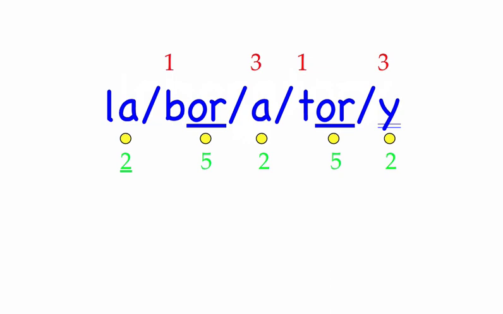Preponderance. There is a preponderance of evidence to find you guilty. 4 syllables. First syllable, pre, 3 sounds. P, r, e. Pon, 3 sounds. P, a, n. Der, 2 sounds. D, Ants, 3 sounds. A, n, s.